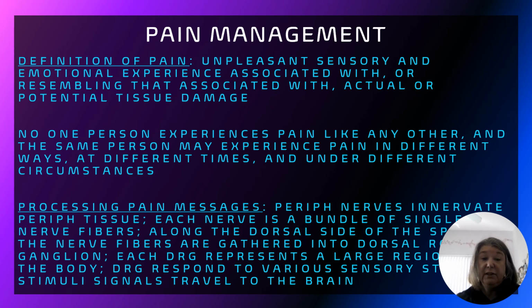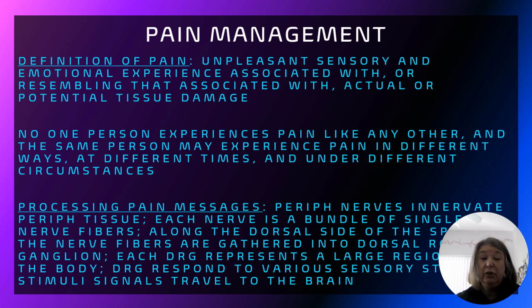Some of these single projecting axons transmitting incoming sensory, or afferent, information, especially those innervating the distal extremities, can be several meters long. Along the dorsal side of the spinal cord, the cell bodies of these peripheral neurons are grouped in a nodular structure, or ganglion, called a dorsal root ganglion. Each DRG, or dorsal root ganglion, represents a large region of the body, and the chain of DRGs along the dorsal side of the spinal cord represents somatic regions or dermatomes on the body.